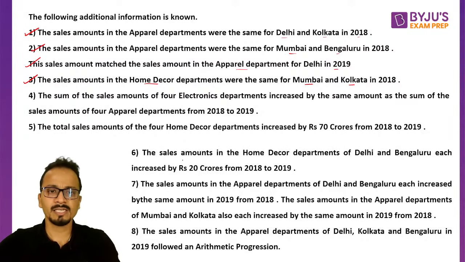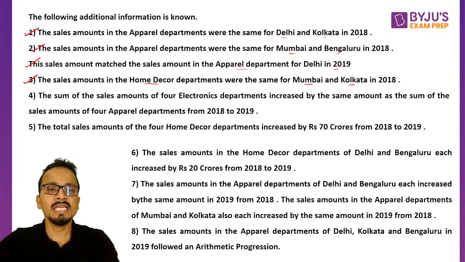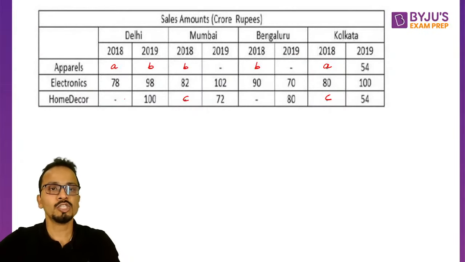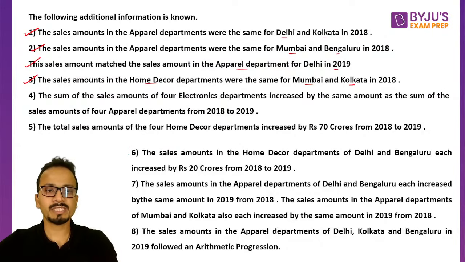Now, statement number 6, the sales amounts in the home decor departments of Delhi and Bengaluru each increased by 20 crores from 2018 to 2019. So Delhi and Bangalore home decor, in both cases there was an increase of 20 crores. Delhi had an increase of 20 crores, so this value should be 80. For Bangalore, there was an increase of 20, so this value should be equal to 60. All right. So now for home decor, I have filled all the values. Okay. So statement number 6 is used.